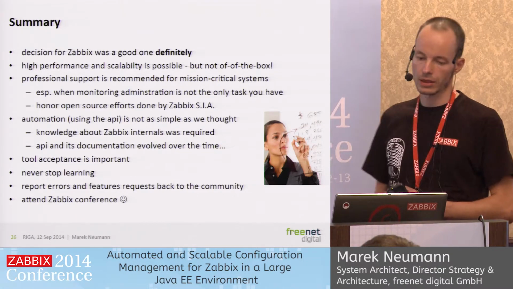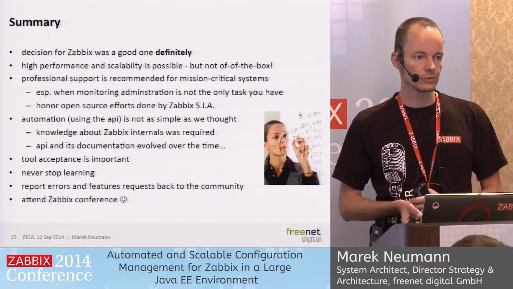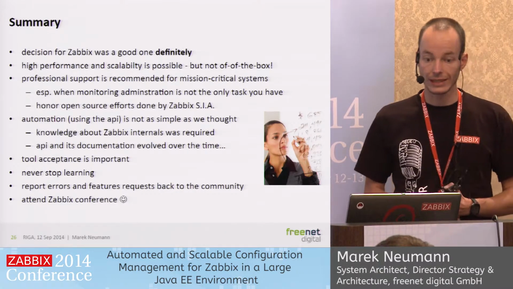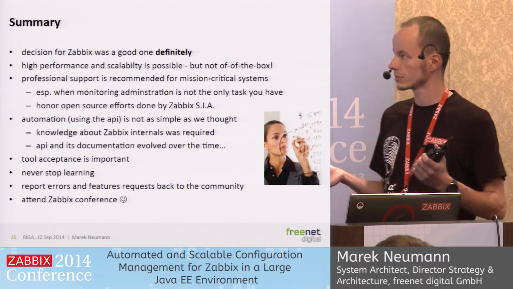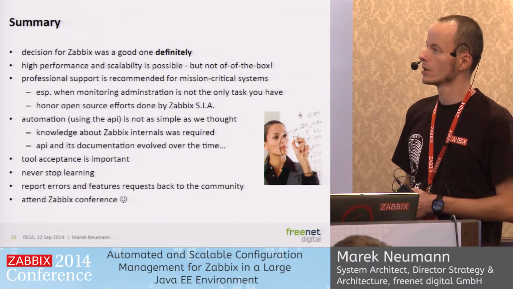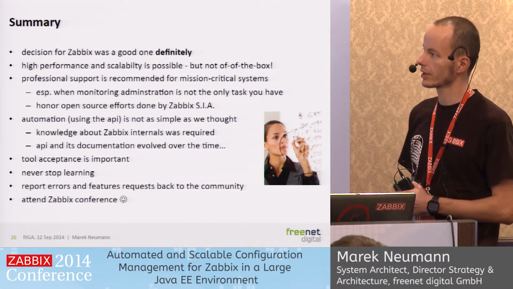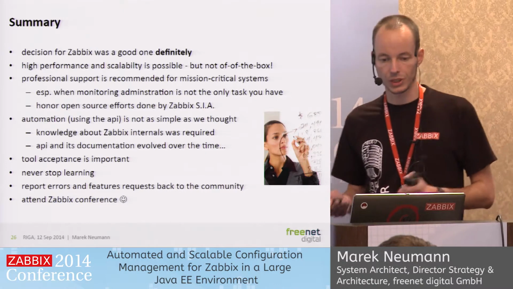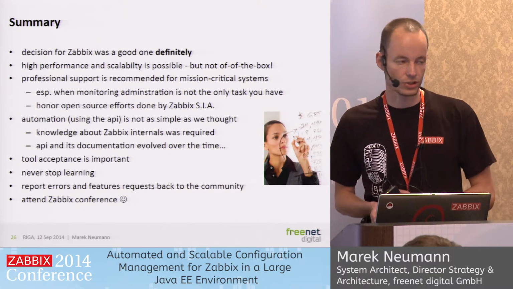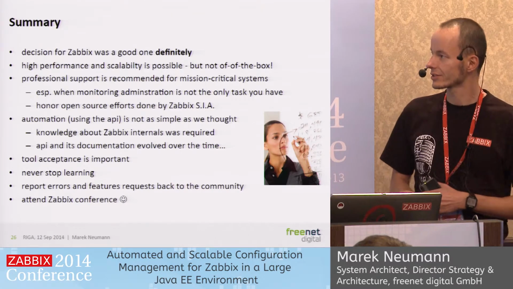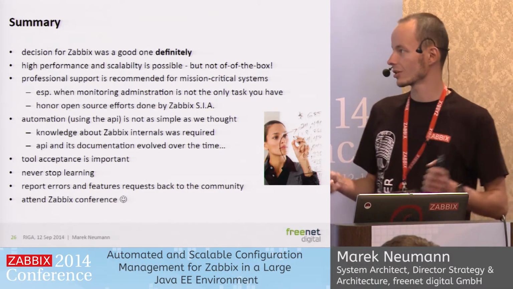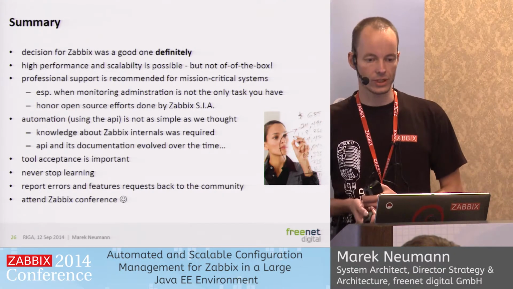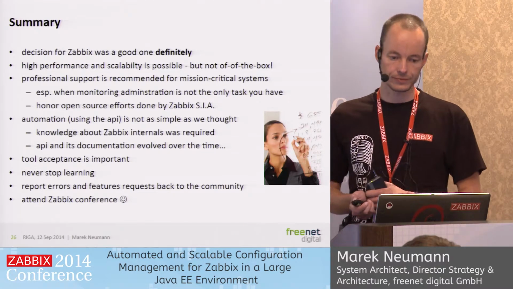Yeah, to sum it up, the decision for Zabbix as a monitoring system for our Java platform was definitely a good one. High performance and scalability is possible, but of course not out of the box. We have a support contract since, I think, 2008, and the professional support is recommended for really mission-critical systems, especially when you don't have any monitoring specialist in your ranks, and we are doing a lot of other things than monitoring. And yeah, we also want to honor the open source efforts done by the Zabbix company itself.